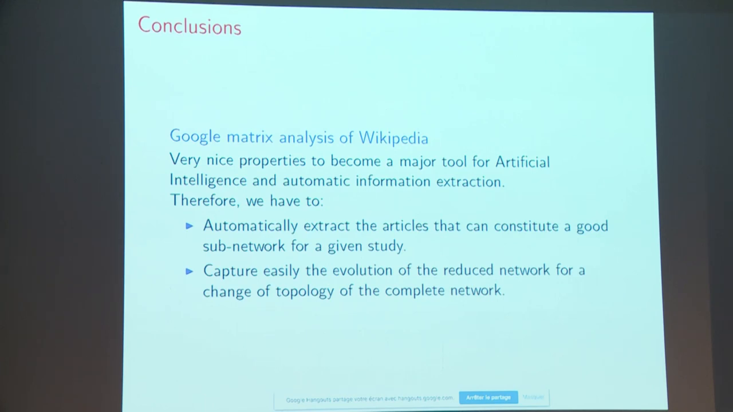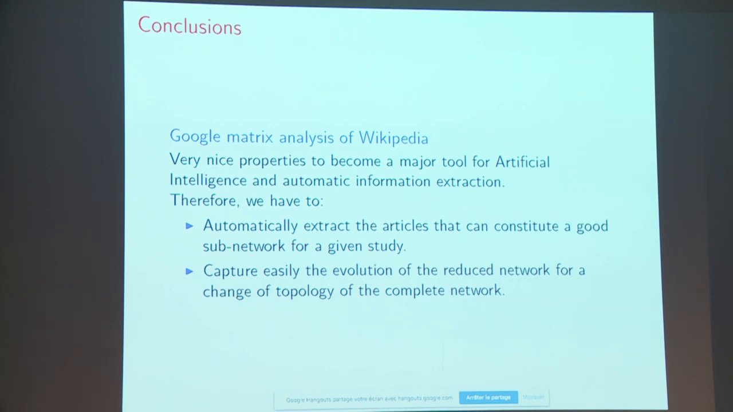In terms of perspectives, Google Matrix has very nice properties to become, for me, a major tool for artificial intelligence and automatic information extraction from such large and very large information networks. But I think we still have to be able to automatically extract the subset of articles, the subset of nodes that we want to investigate further. An automatic procedure that could extract the subset of articles for a given study and create this subnetwork would be really interesting to go beyond and have an artificial intelligence leverage this network more efficiently.